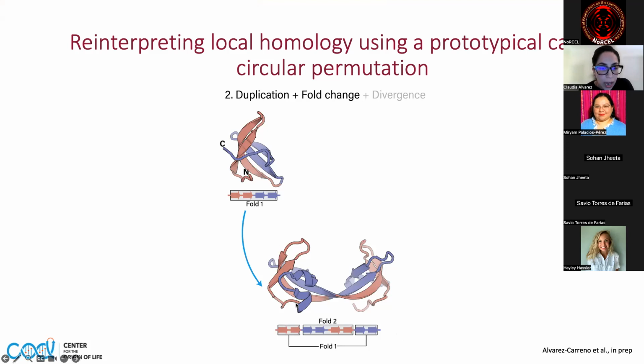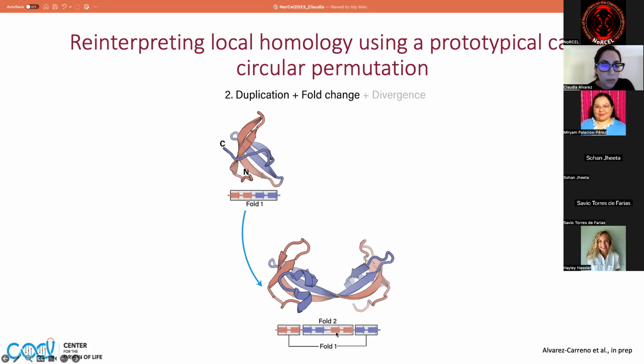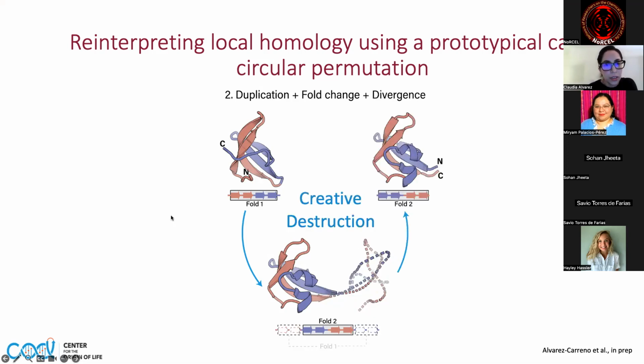So the hydrogen bonds are formed between elements in the middle of the protein and elements in the termini of the protein. This is observed, so this is an experimentally determined structure. So we know that sometimes when a gene duplication occurs, this is what we will get.